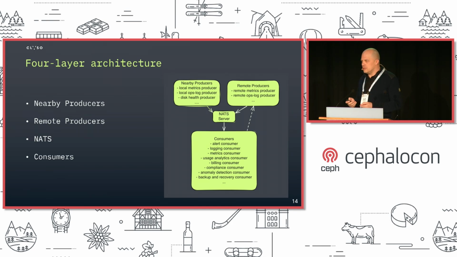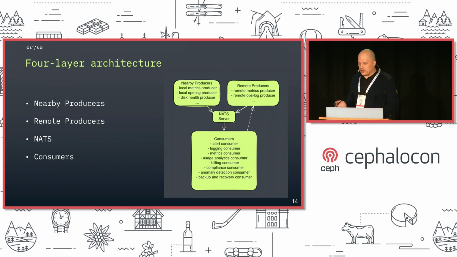NATS, for those who don't know what it is, is like Kafka, but for Kafka you need really many operators to operate it. NATS is a really small binary. You have streaming here, you have a key-value store, and I think for these cases it can be useful, and you can use it for data communication.